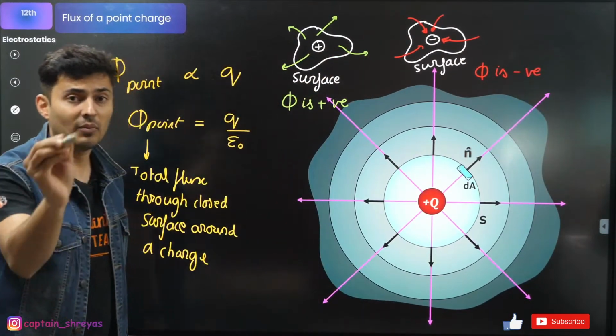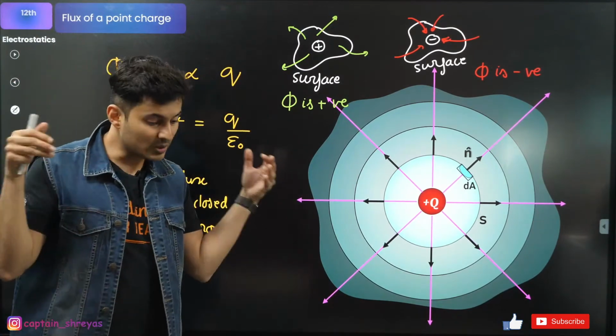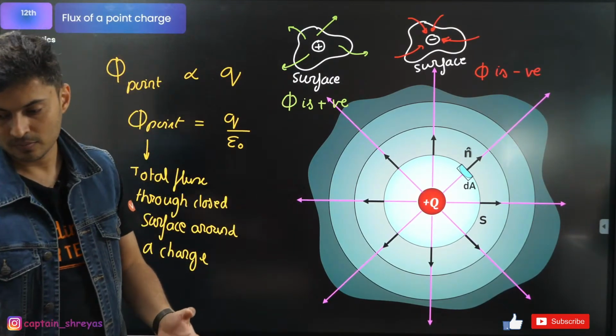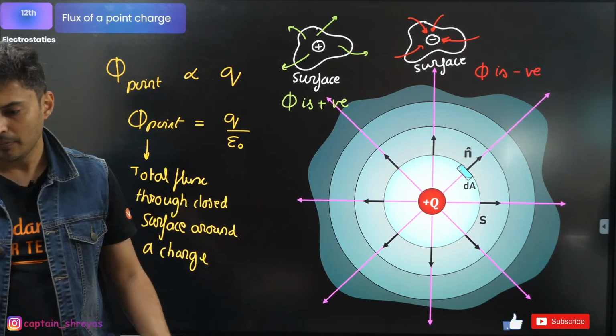This is the sign convention for flux. If it is coming out, it is positive. If it is going in, it is negative. I hope this is clear. Very good, Saran.